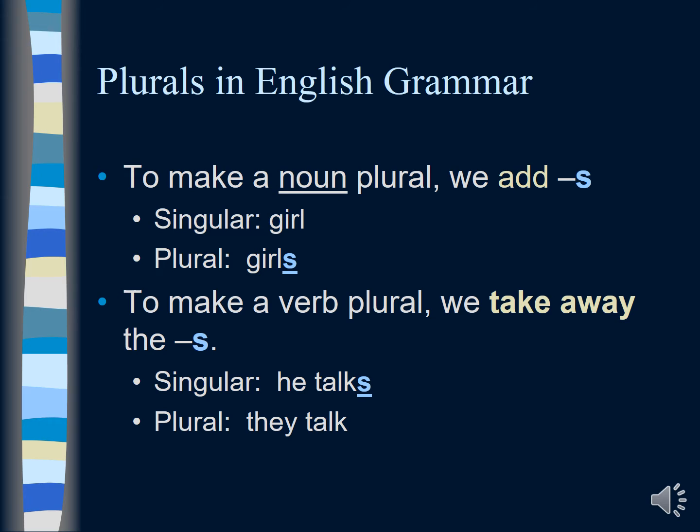So an example is, the singular subject is he, and its verb should have an s. So, he talks. Now the plural form of that, they talk. The subject they is in plural form, so the verb should have no s.